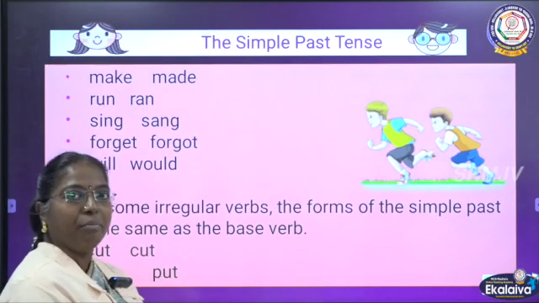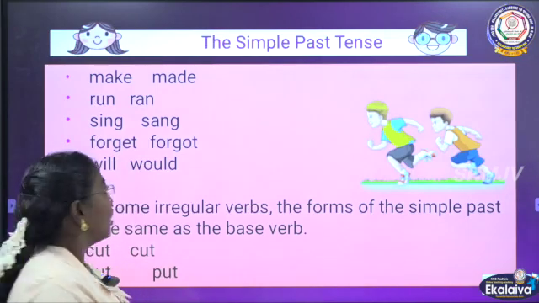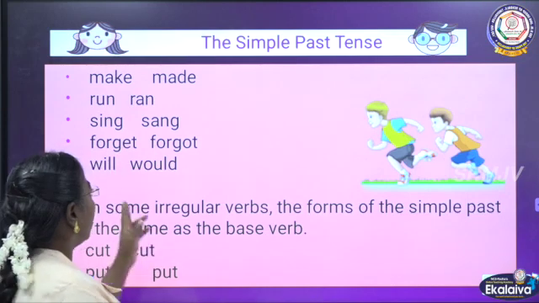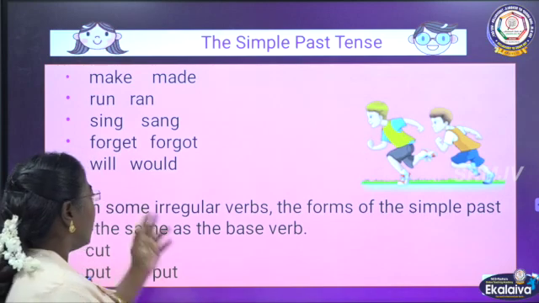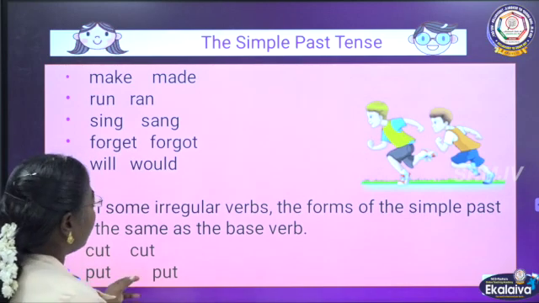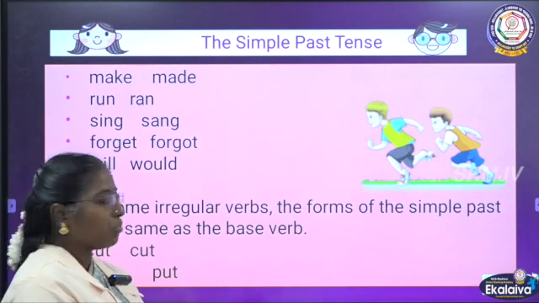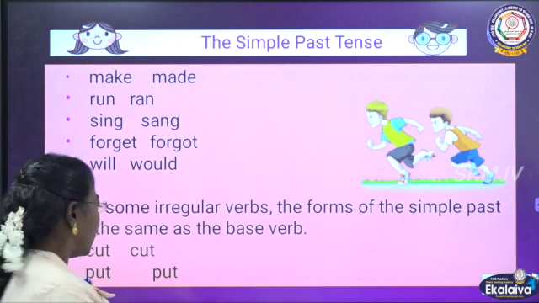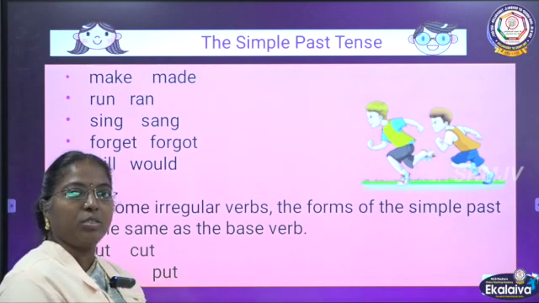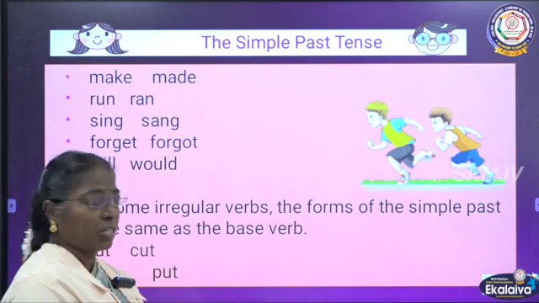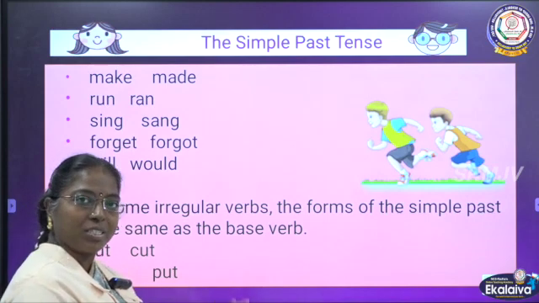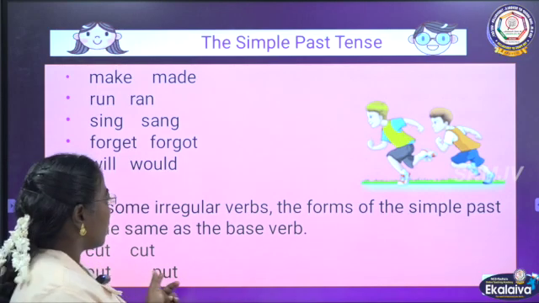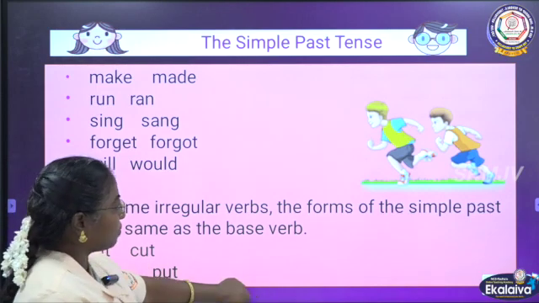And make, made. Run, ran. Sing, sang. Forget, forgot. Will, would. All these are irregular verbs, and with some irregular verbs, the forms of the simple past are the same as the base verb. For example, some words will not change. Cut, cut. Put, put will not change. Whether it is in the past tense form or present tense form, same cut, same put will not change. So, these are some irregular verbs. Okay.